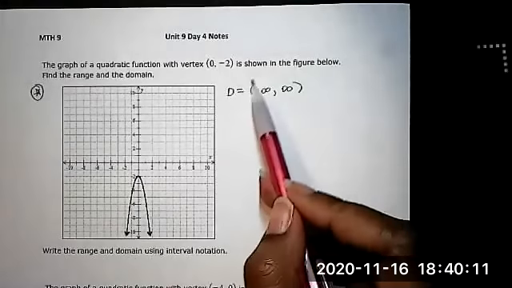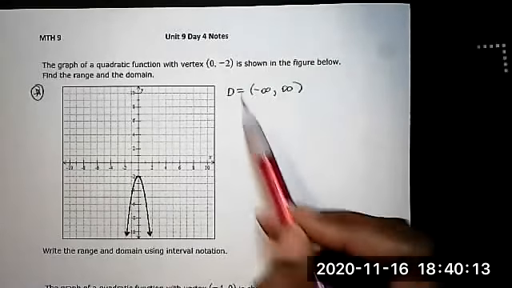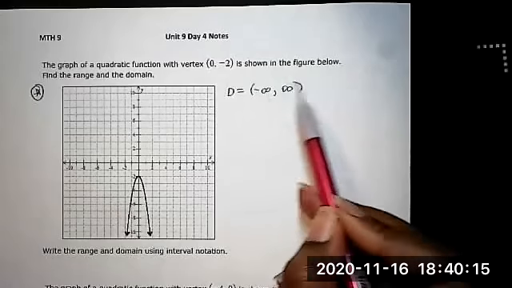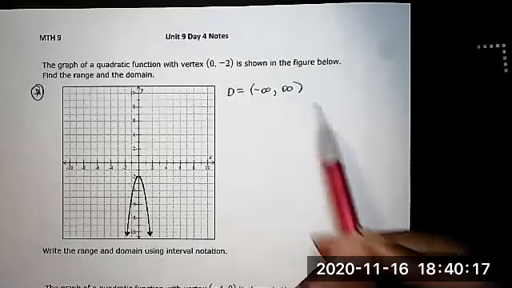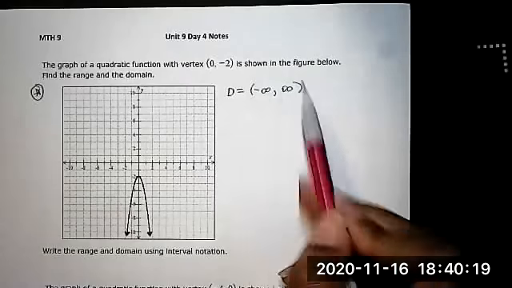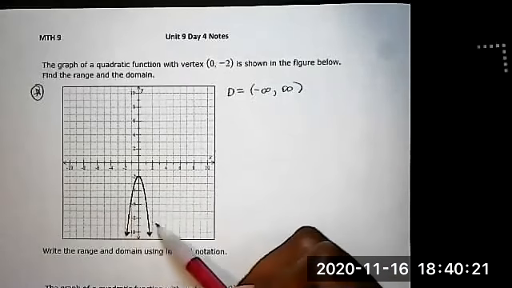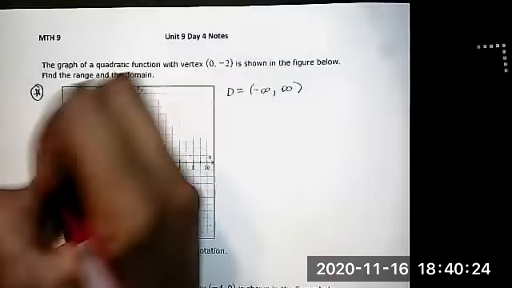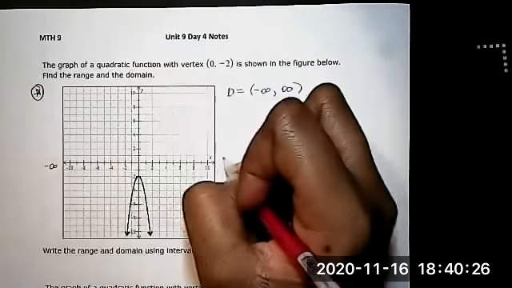Okay, and when you have an infinity, it always has a parenthesis with it. So your domain is always this, all real numbers. That's what this represents, all real numbers, -infinity to +infinity, because it goes side to side forever. Domain, you're looking here to here.